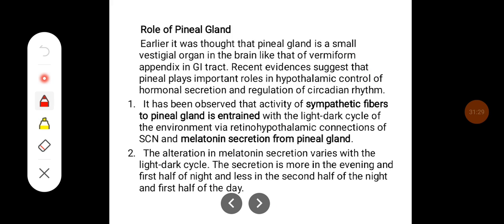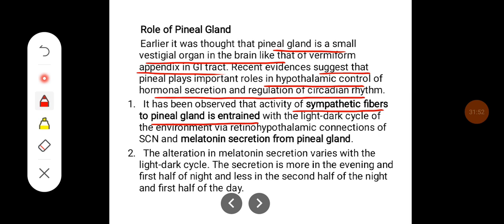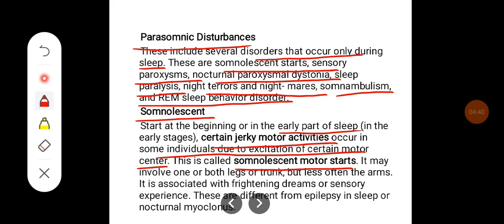Role of pineal gland. Earlier, it was thought that the pineal gland is a small vestigial organ in the brain, like that of the vermiform appendix in the GI tract. Recent evidence suggests that the pineal plays an important role in the hypothalamic control of hormonal secretion and regulation of circadian rhythm. It has been observed that the activity of sympathetic fibers to the pineal gland is entrained with the light-dark cycle of the environment via retinohypothalamic connections.